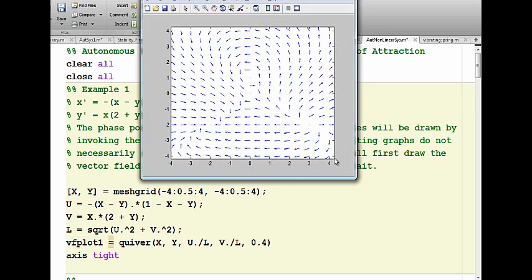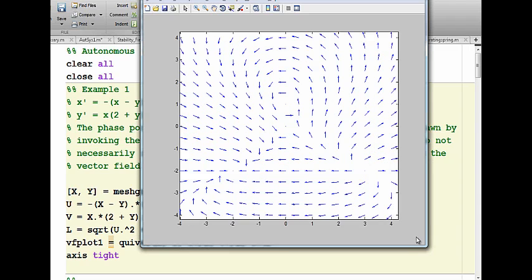And there's our vector field. There are 4 equilibrium points. There's one here. Looks like a spiral point. One there, a saddle. And these two are nodes. This one unstable, curves are going away. This one is asymptotically stable. The curves are all coming in.